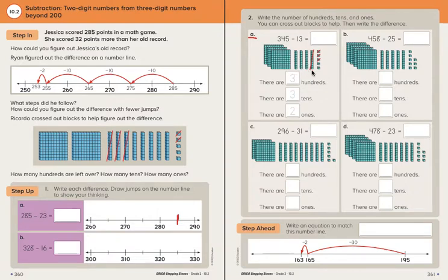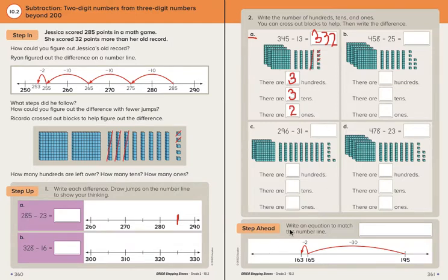We have 3 hundreds, 4 tens, 5 ones, and then we have to cross out our tens and ones. How many hundreds are left over after we crossed out 13? 3 hundreds. How many tens are left over after we crossed out 13? The book already did it for us. 3 tens are left over. How many ones? 2 ones. So what is that number? 332. Okay?